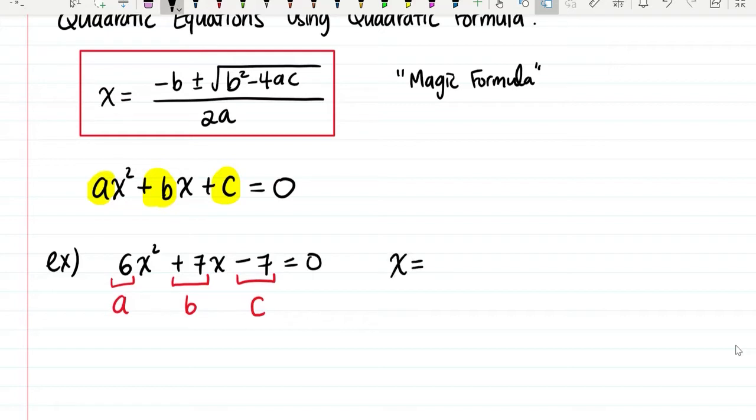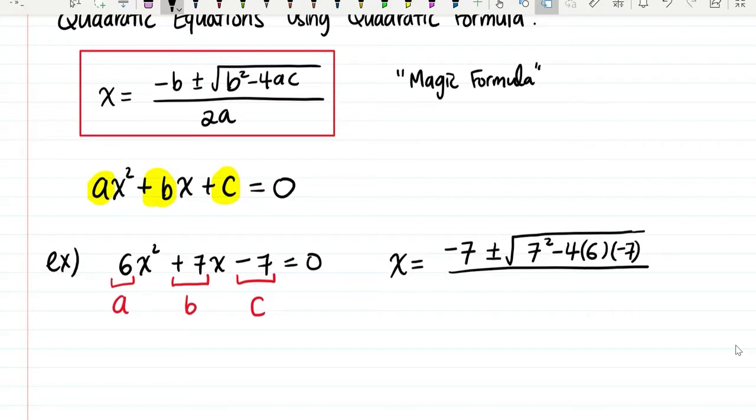So x is negative b, and positive 7 is the b, so that means it's negative 7, plus minus the square root of b squared, so positive 7 squared, minus 4, a is 6, so I'm going to write brackets to represent the multiplication, 6 and c as negative 7, and divide the whole thing by 2a, so 2 times a, which is 6.